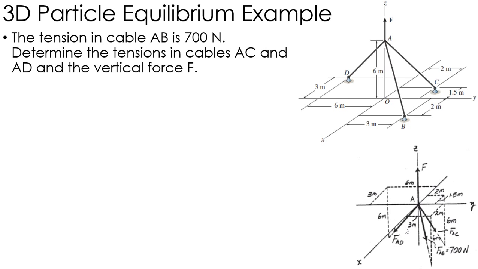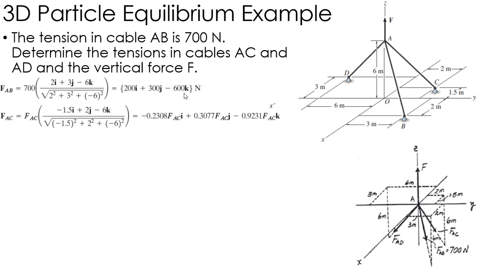I need to write each of these forces in Cartesian form. So we'll start with the AB force, the 700 newton force. I take that 700 newtons times the position vector from A to B divided by the magnitude of that position vector. Moving in the x direction, I move 2 meters, 3 meters in the y direction, and then -6 meters down in the z direction. That's where that comes from, giving me the force vector given here, 200, 300, -600. So that's my known force.